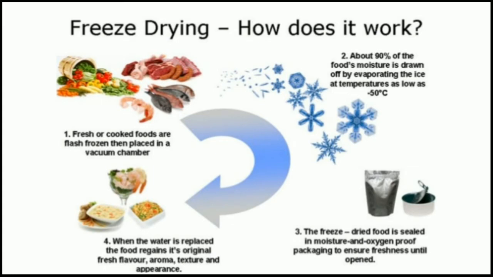In this, first we freeze our food so that the available water will be frozen to ice, and then we will lower the pressure by applying vacuum, and due to that the ice crystals, without converting into liquid, will directly convert into vapors and they will be removed from the food system. So this is the basic principle of freeze drying, and that is why it is known as freeze drying, because we are drying the food by the application of low temperature. So this is the principle of freeze drying.